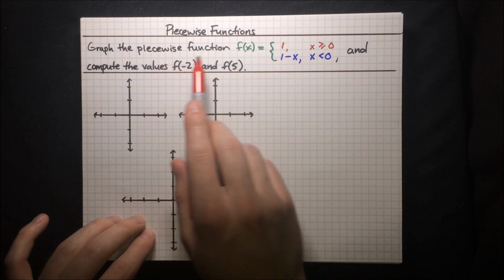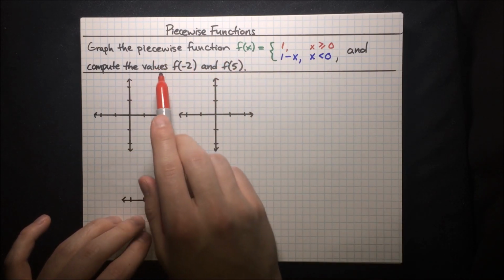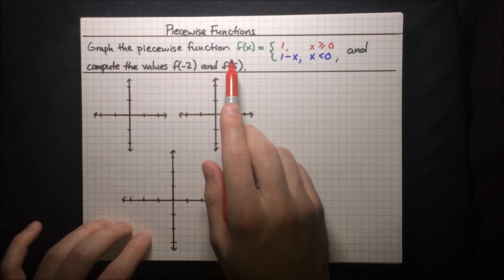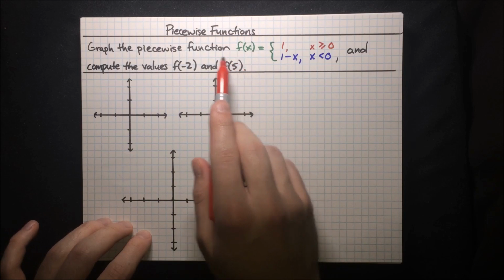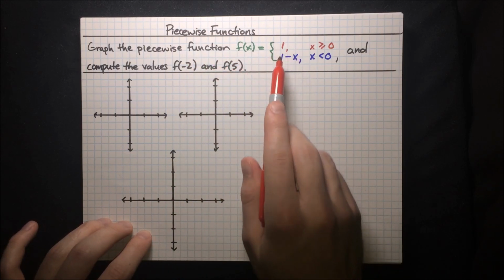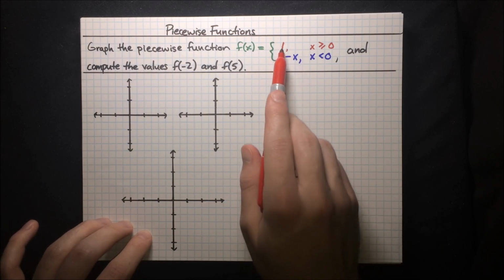Alright, so we want to graph that piecewise function and then compute the values of f of negative 2 and f of 5. First, let's just worry about graphing it though. And actually, before we even worry about graphing the whole piecewise function, let's just worry about graphing the pieces, 1 and 1 minus x. So let's start by graphing 1.